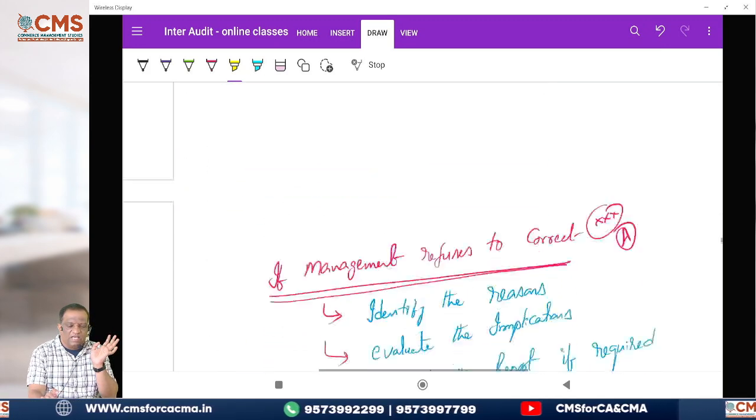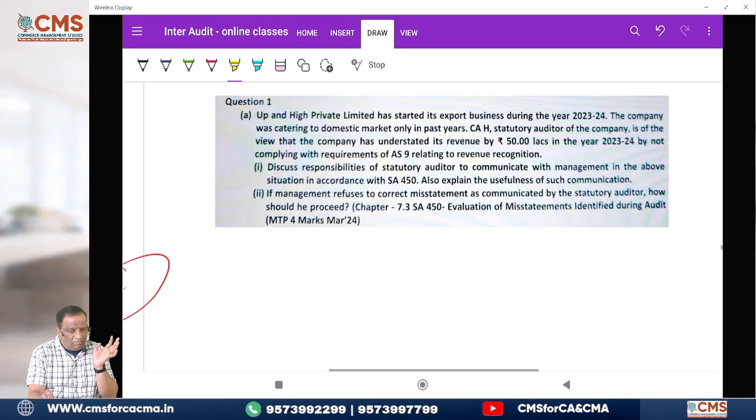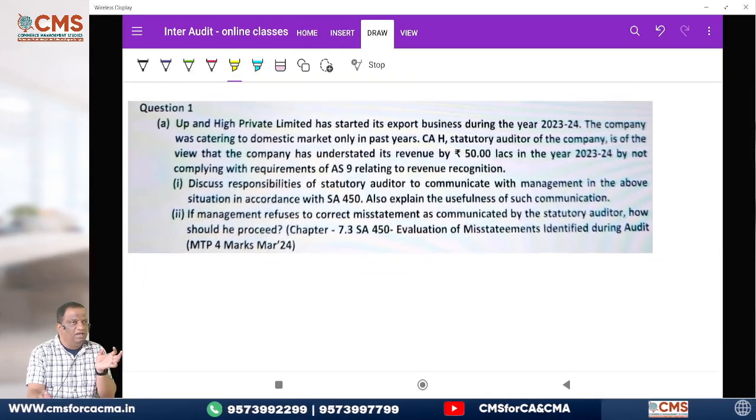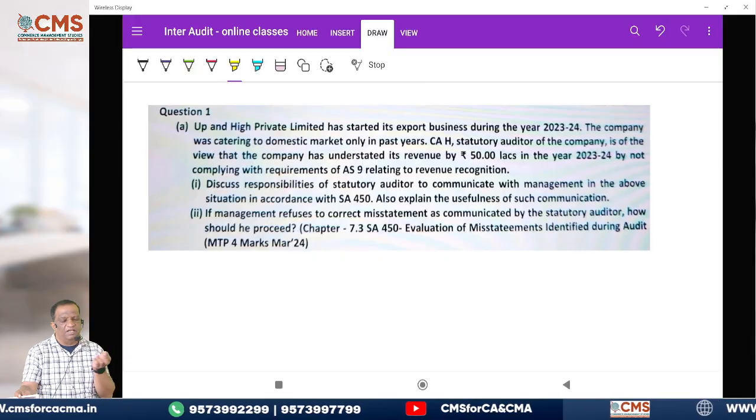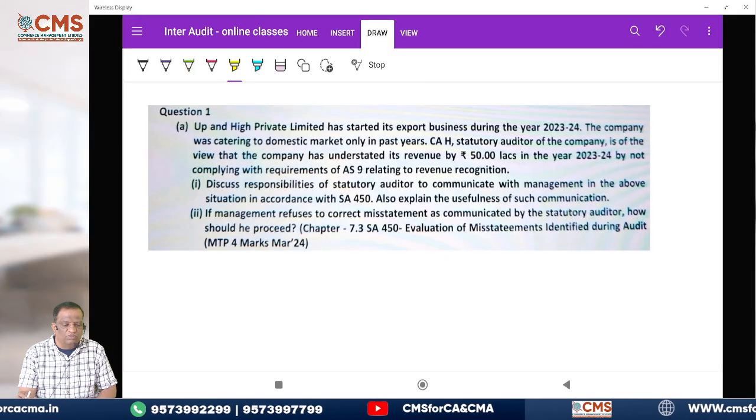And another one is, as I said, the auditor must accumulate the misstatements, and the auditor shall obtain a written representation. Take it in writing why they are not correcting. That's all. That is the simple logic.